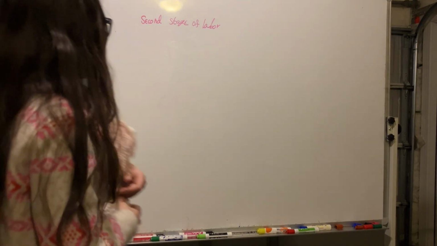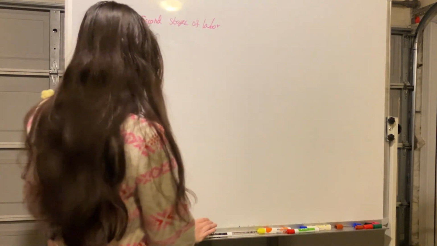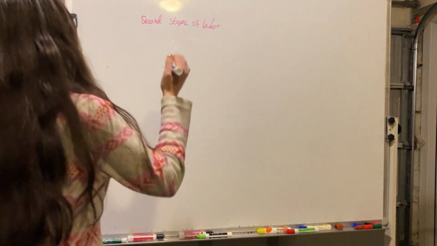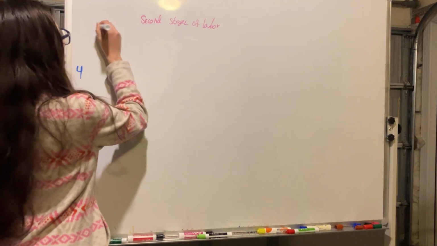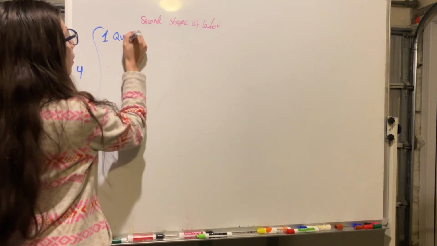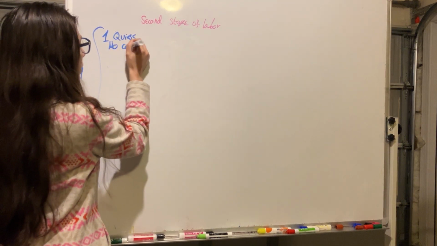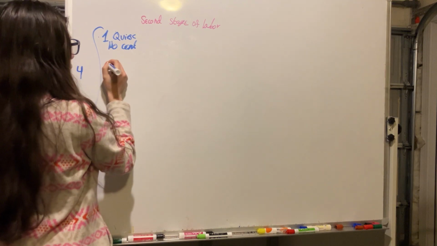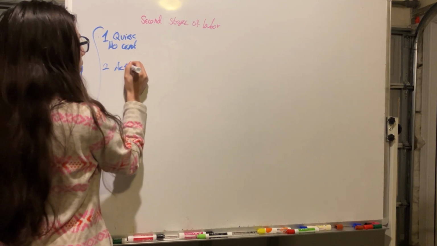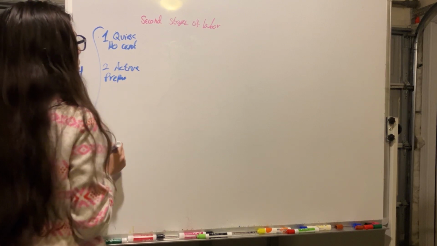Now let's review the second stage of labor. So let's review the phases of the uterus. We have 4 phases of the uterus. Phase 1 is the quiescent phase, where the uterus is not contracting. Phase 2 is the active phase of the uterus, which is the preparation for labor.